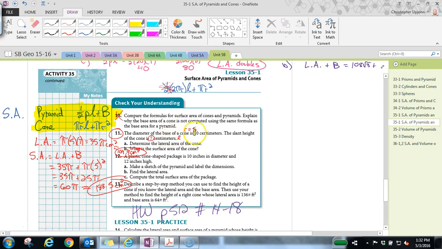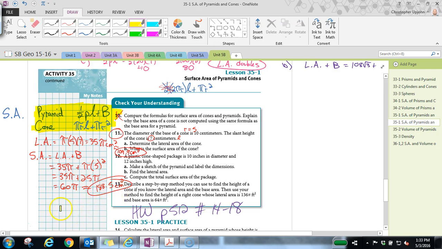The diameter of the base of a cone is 10 centimeters, so radius is 5. The slant height is 7 centimeters, L. Determine the lateral area, so it's pi r L, pi times the radius 5 times the slant height 7, so 35 pi, or about 109.9 centimeters squared. Our surface area is that plus the base area, which is the area of the circular base. So pi r squared, with r being 5, so 25 pi. Add those up, 60 pi, which is about 188.5 centimeters squared.